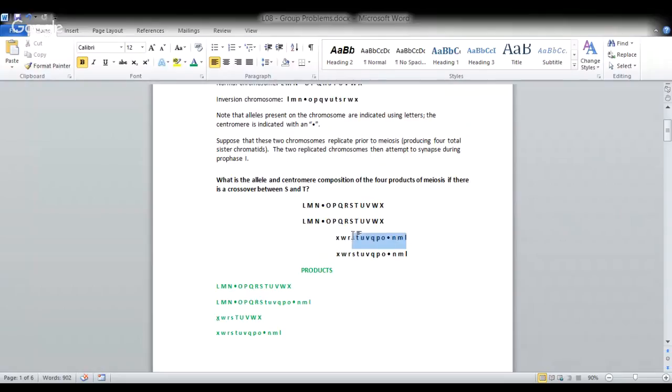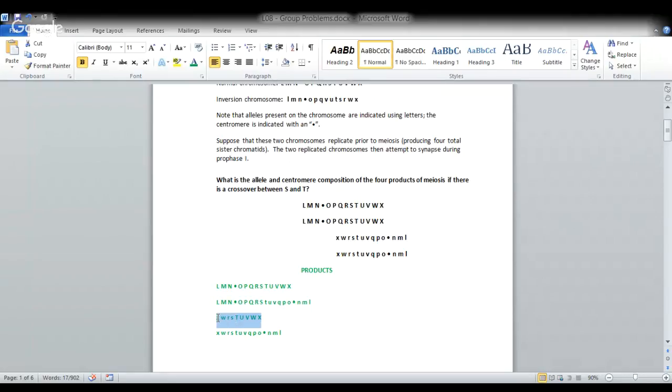So basically you're going to get those 2 from these 2 middle ones that are going to cross over. And so I'll just go with this second product I have right here. We're going to have our dominant, so we're going to have LMN, centromere, OPQRS. And then that's when this crossover is going to happen right here between the T and the S. So then we're going to have this recessive T, UV, Q, PO, centromere, NML. So that's going to give us the second product right here.